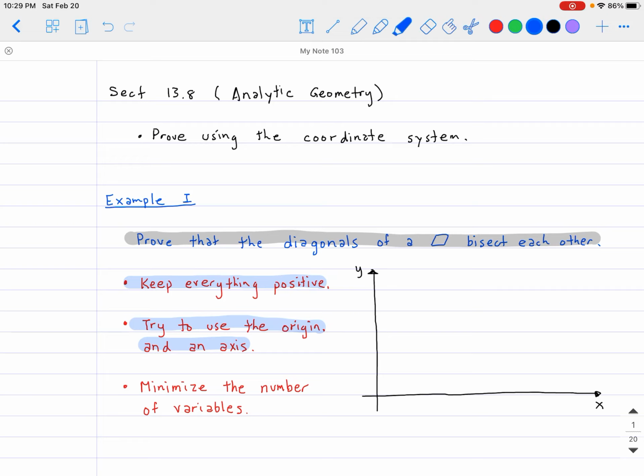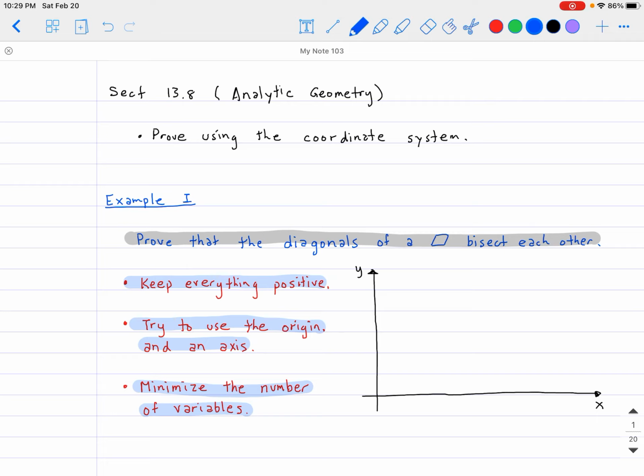And finally, the last one is to minimize the number of variables that you're going to be using. Since we're not going to use actual numbers besides zeros, we're going to be looking at variables. It might be nice to keep it to no more than 2 or 3 variables, because we might sometimes have to solve for them. All right, anyhow, let's go ahead and try this problem right here.